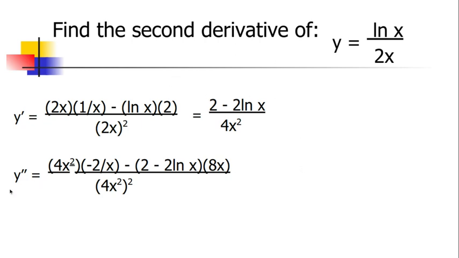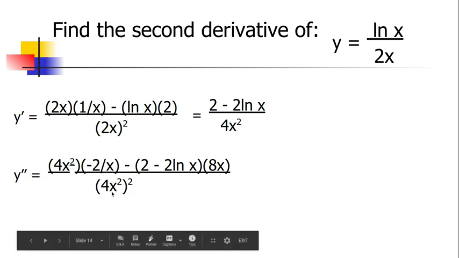Right? So our second derivative, y double prime, equals low d high. So the derivative of 2 is 0. Derivative of minus 2 ln x, this is just a coefficient. So we just get negative 2 over x. Minus high d low. So the high function stays as it is. D low, that's a power rule. You get 8x over the square of what's below.